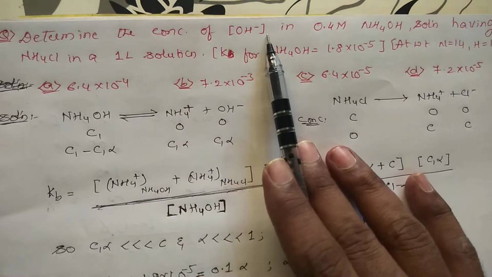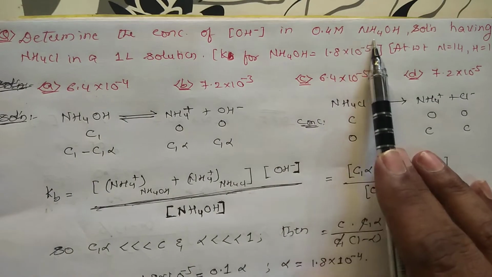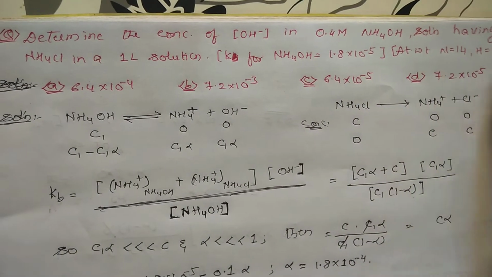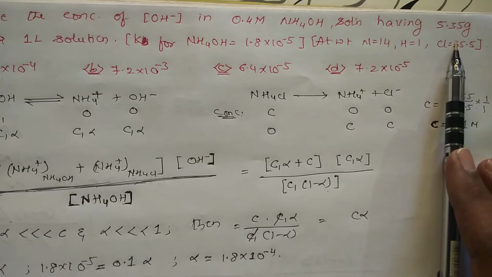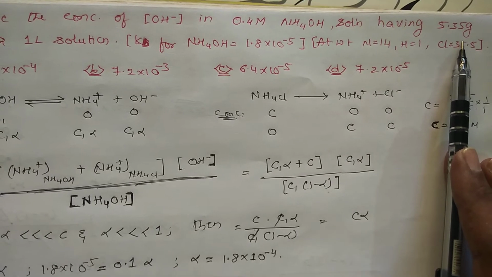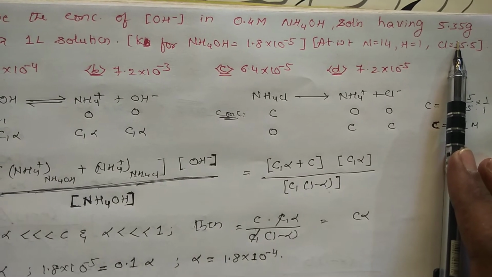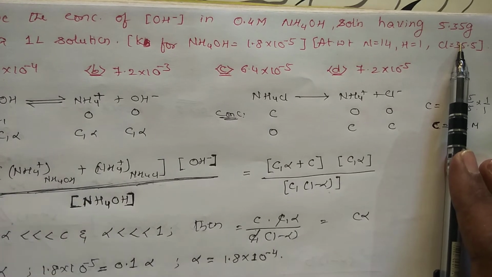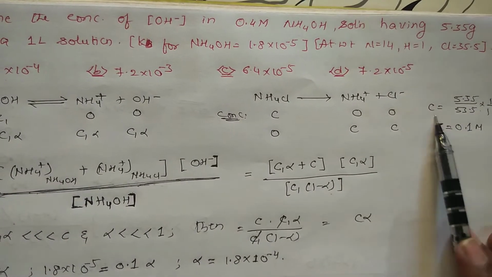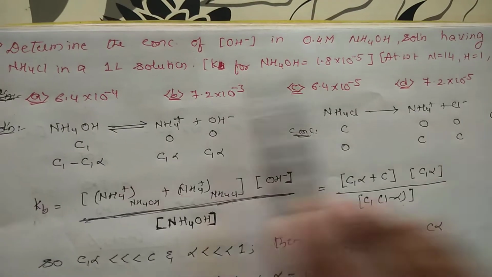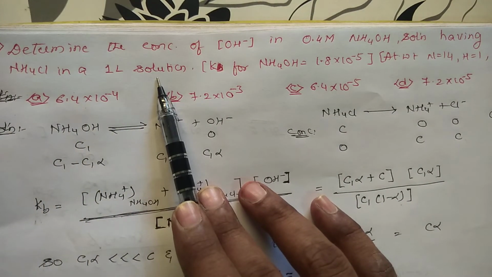Determine the concentration of OH minus ions of 0.4 molar NH4OH solution having 5.35 grams. See, he is mentioning in terms of weight. You convert that into concentration. Weight means what you will be taking? N by V. N is nothing but weight by molecular weight by volume. If you do, you will be getting the concentration here like this. So 5.35 grams of NH4Cl in a 1 liter solution.